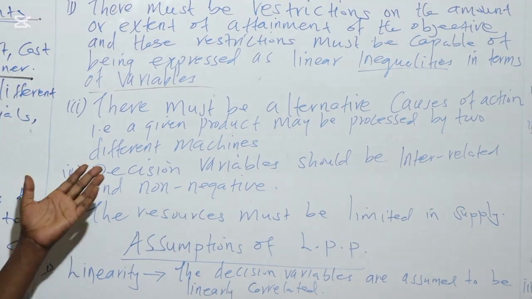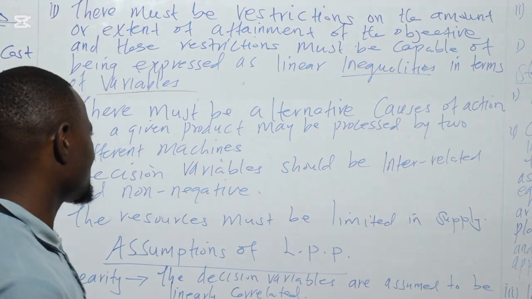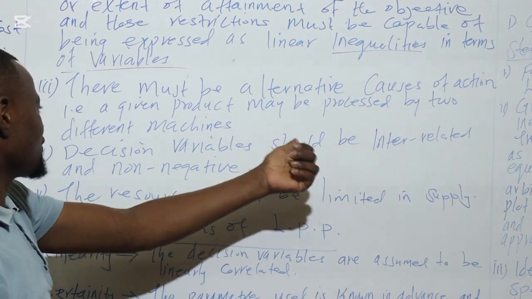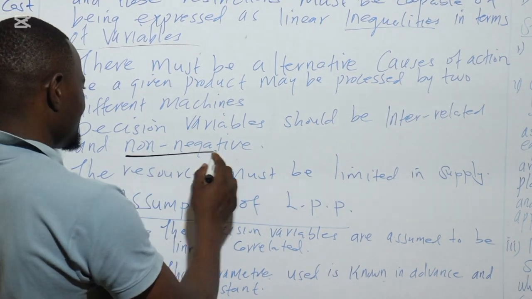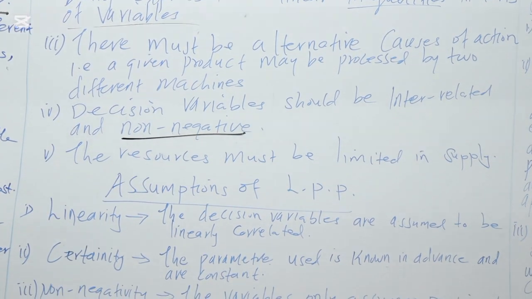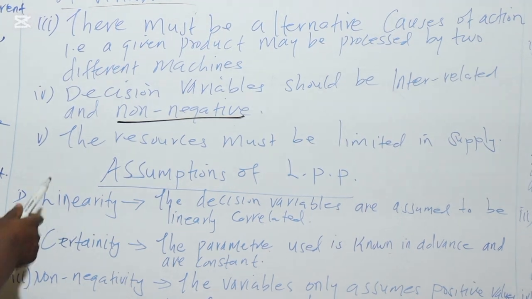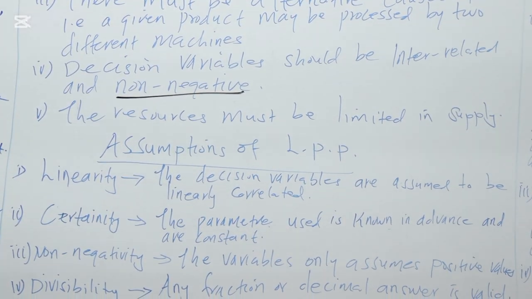That simply means that a product must be producible by two machines. There must be two machines in production. And then the decision variables should be interrelated and non-negative. They should not take any negative value, because remember, you are producing, so when you are producing, you have to produce something. And the resources must be limited in supply.